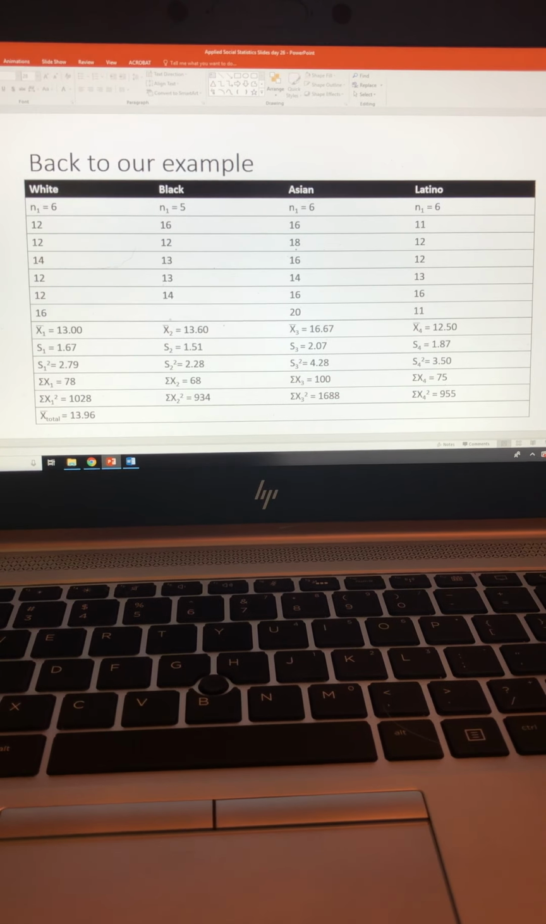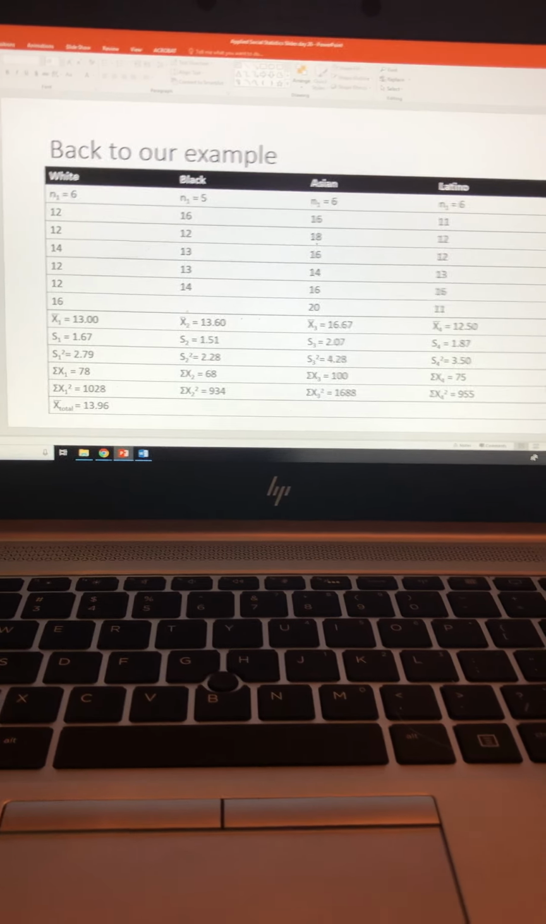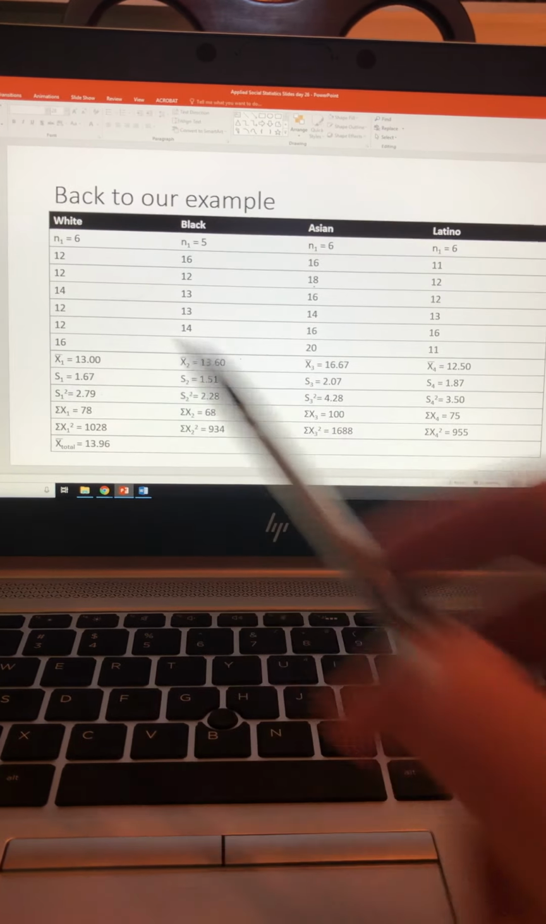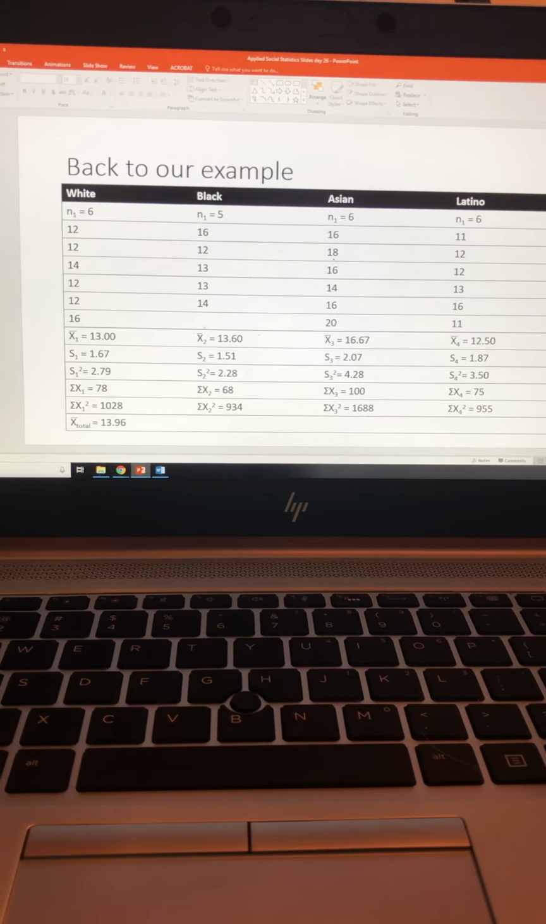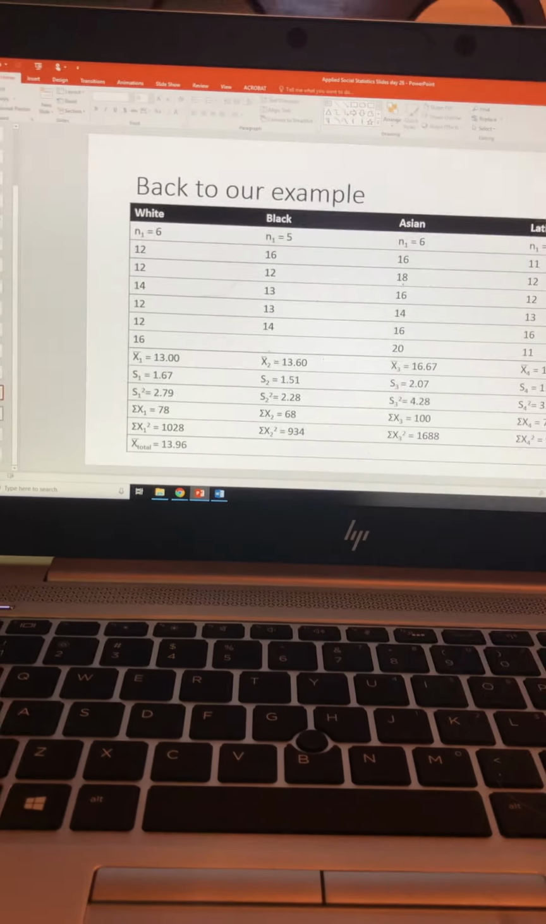Okay, so back at it. So this is everything we had before. I've just added a couple new things and worked through what those are. So let's just take a look at the weight group.